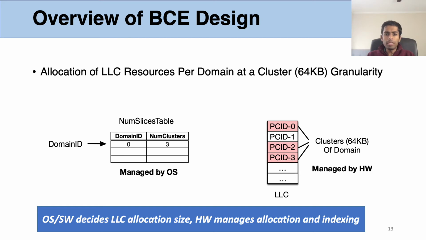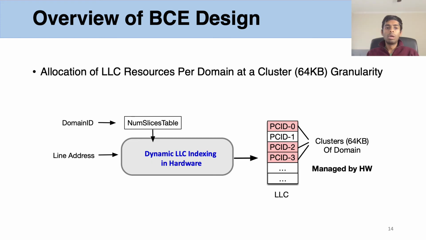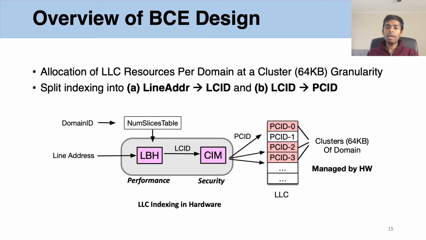The division of responsibilities in BCE is as follows. The OS is responsible for deciding how large a cache enclave for a domain is going to be, and the hardware is responsible for allocating the clusters for each enclave in the appropriate physical locations in the LLC. The interface between the OS and hardware is via new privileged instructions for allocation and deallocation of a cache enclave. So the hardware is responsible for mapping line addresses to the physical location of the clusters in the LLC. This task is performed by virtualizing the mapping of clusters.